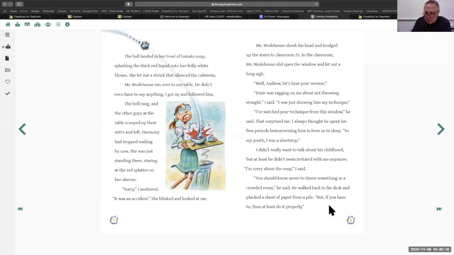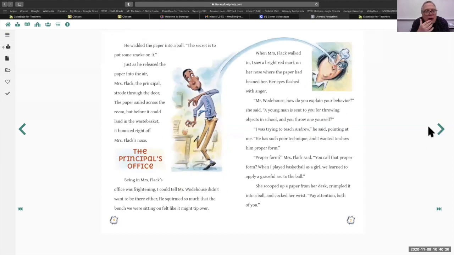Let's go to the next page. He wadded the paper into a ball. The secret is to put some smoke on it. As he released the paper into the air, Mrs. Flack, the principal, strode in through the door. The paper sailed across the room, but before it could land in the wastebasket, it bounced right off Mrs. Flack's nose.